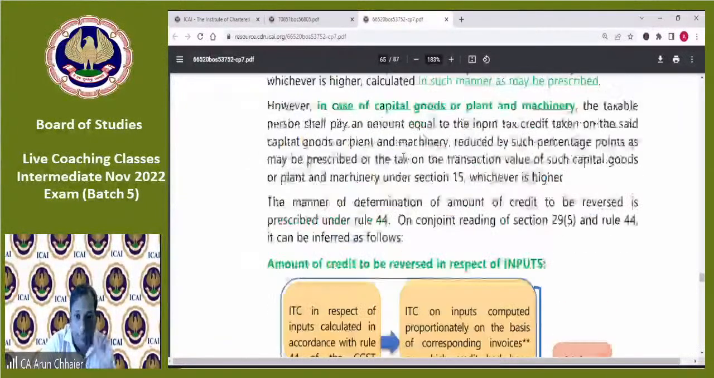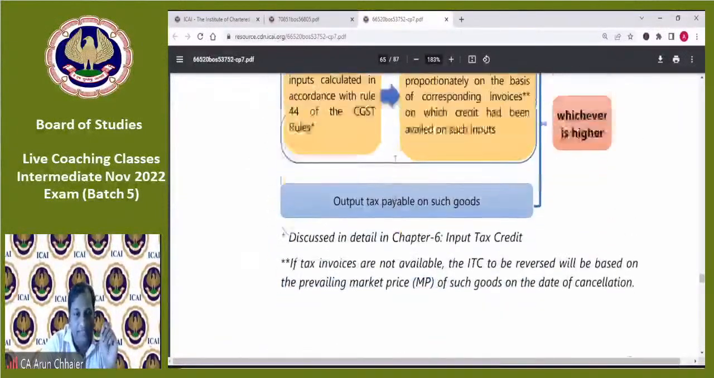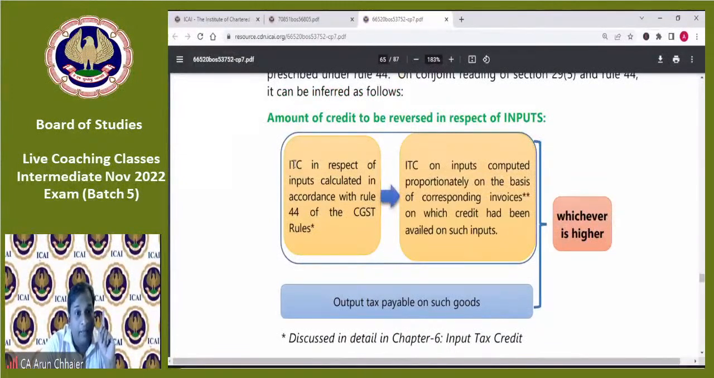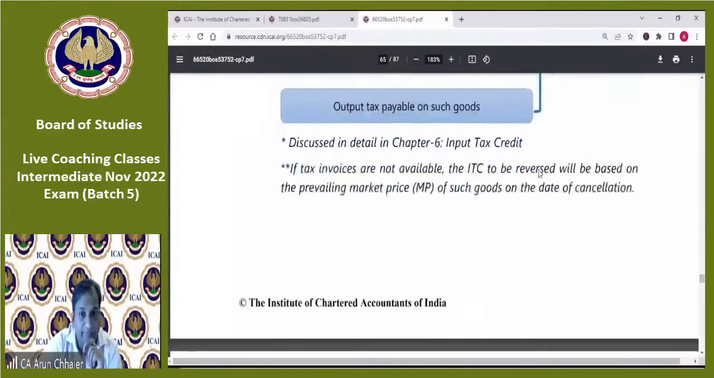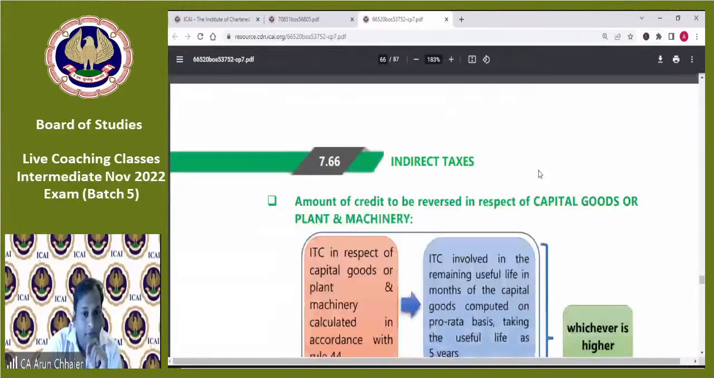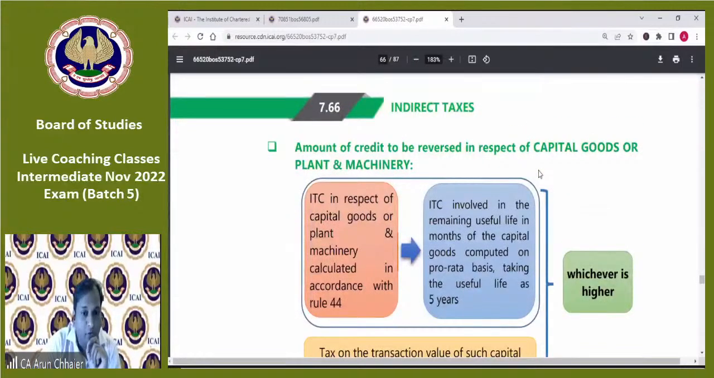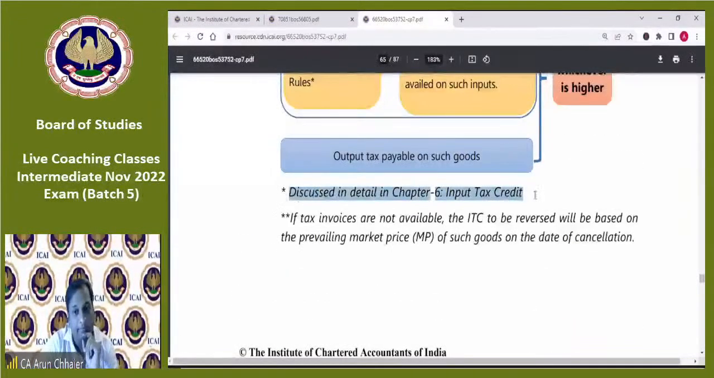So they are talking about rule 40 for capital goods. We have talked about whichever is higher. Section 18 subsection 6. Remember, ITC in respect of the input contained in accordance with rule 44, or ITC in the input computed proportionately on the basis of the corresponding invoice on which credit has been availed, whichever is higher. The details have been discussed in chapter 6, that is the ITC chapter.